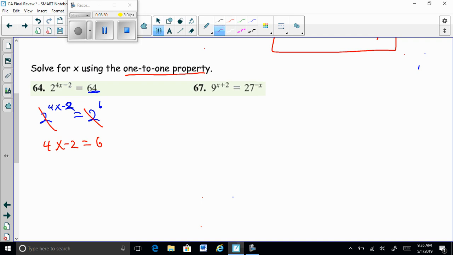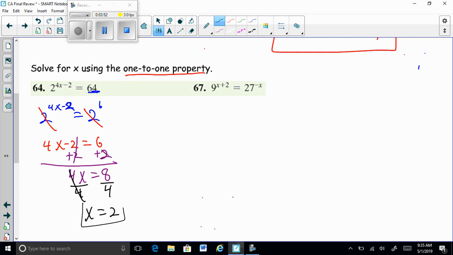And then from here, it should just be some basic algebra. So we'll go ahead and add 2. Now we've got 4x equals 8. Divide by 4 on both sides. We get x equals 2. And there you go.